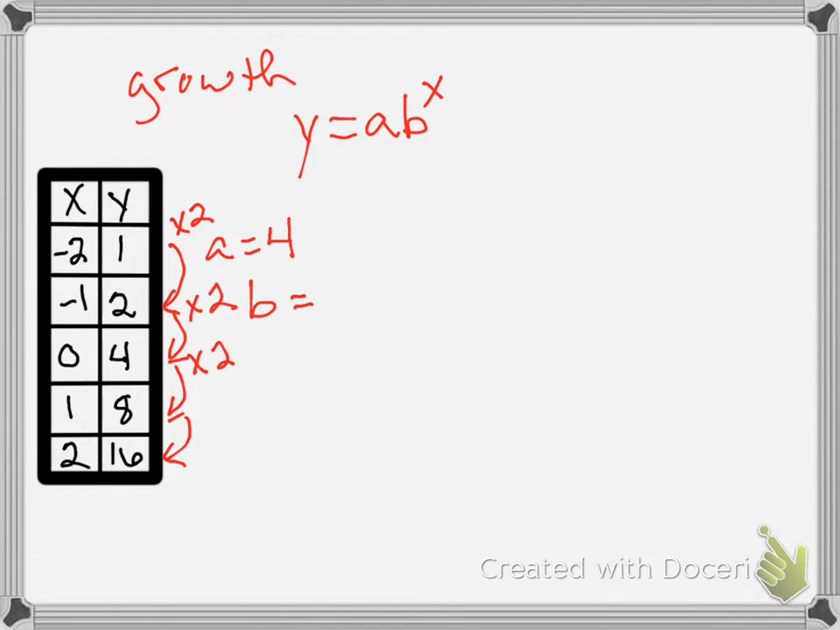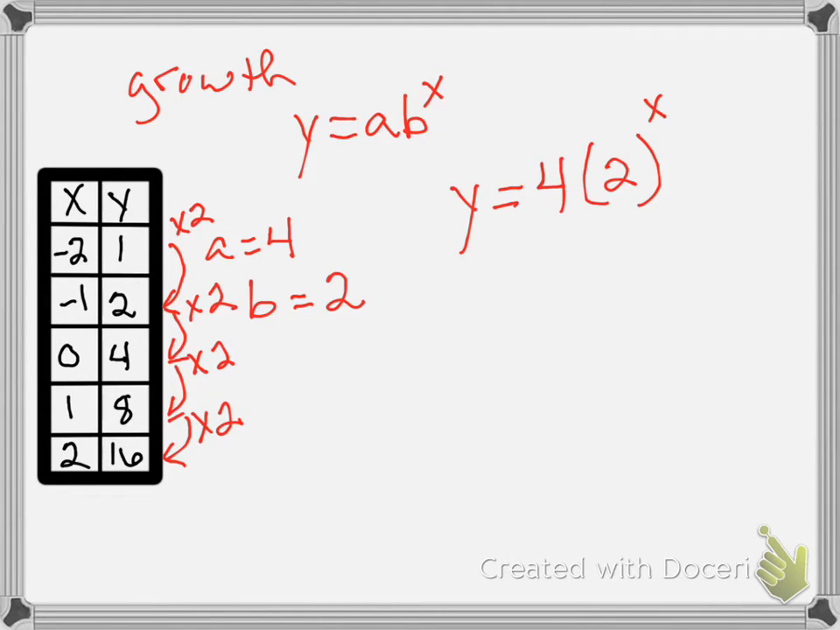And 8 times 2 gives you 16. So here you are multiplying by 2. So your b value is going to be 2. Your equation then, guys, would look like y equals 4 times 2 to the x power.